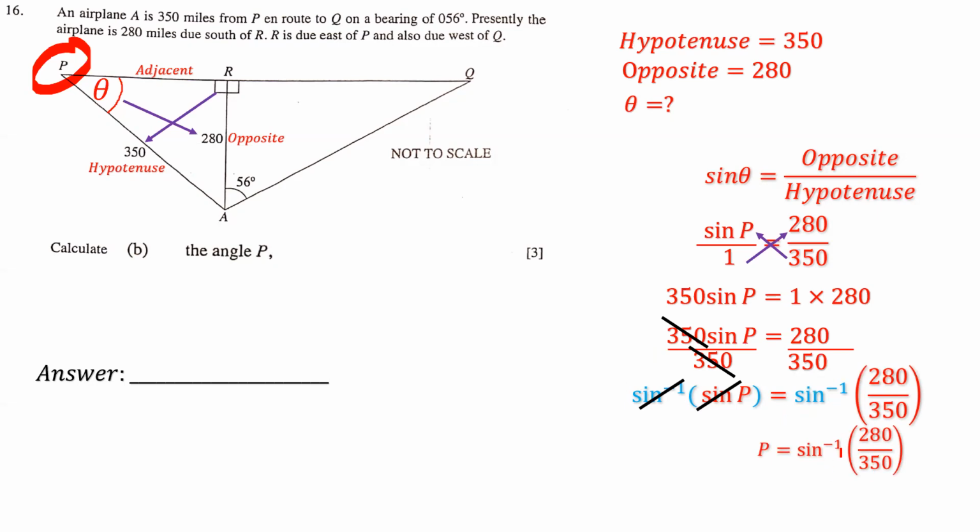We put that in our calculator and we get that P is equal to 53.13010235. Let's round to 2 decimal places. So we have 53.13. And so that means that the angle P to 2 decimal places is 53.13. Okay, that's the answer for this one by using trig ratios.